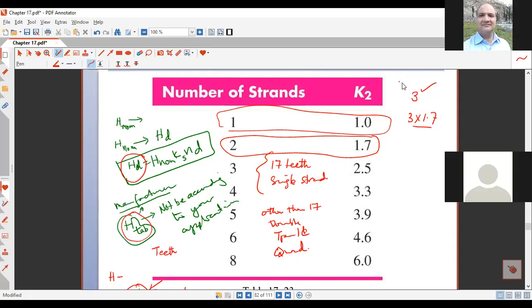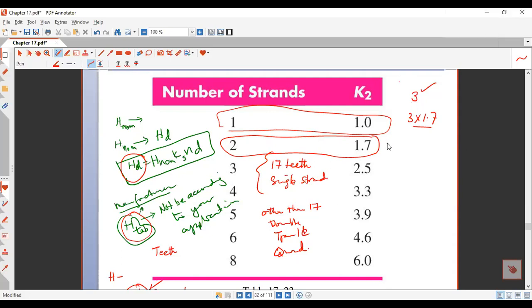Theoretically speaking, it should be double because you are using a double chain. It's almost a double chain. Okay, but it is not the double of that, it is 1.7 times of that. Similarly, if you are using 3 strands, it is not going to be 3 times of that, but it is 2.5. So ये आपका K2 है. Okay, did you get the point now?